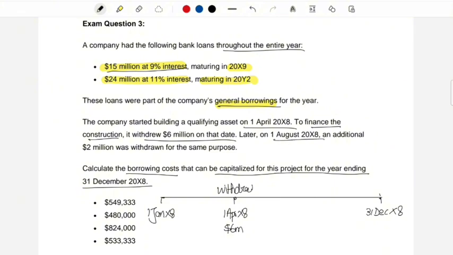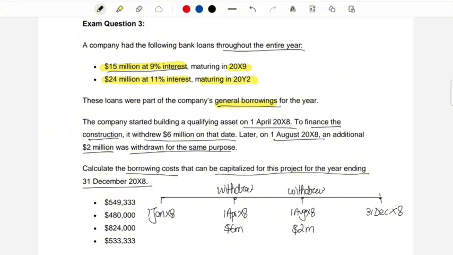Later on 1st of August 2008, an additional 2 million was withdrawn for the same purpose. So somewhere around here on 1st of August 2008, it withdrew an additional amount of 2 million for the same purpose, which was the construction. You have to calculate the borrowing cost.